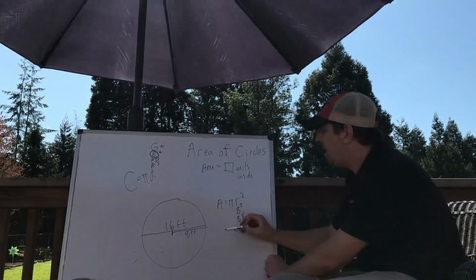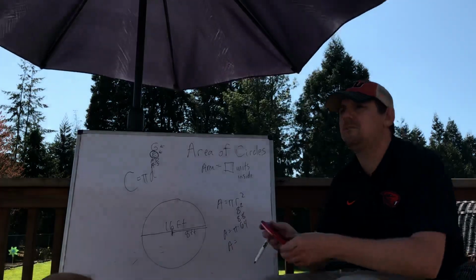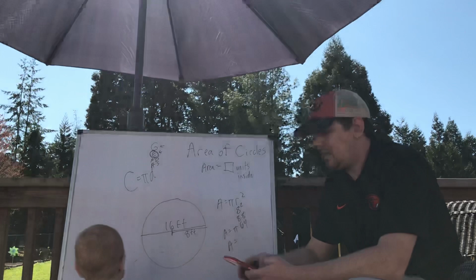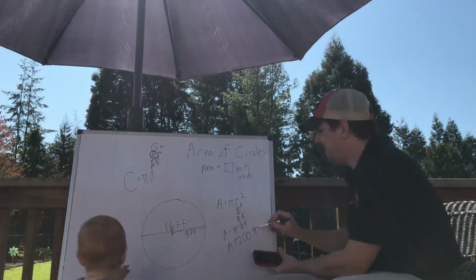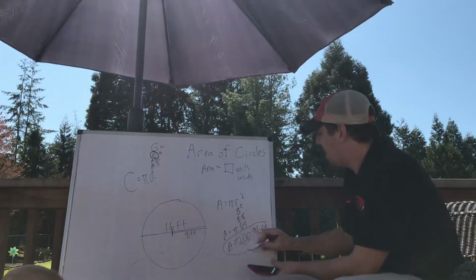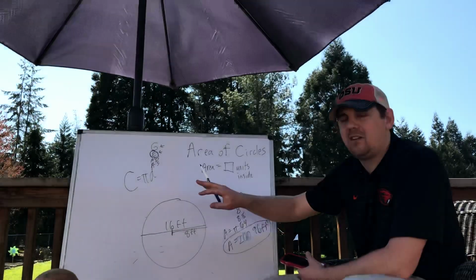And times that by pi. I think we just did one very similar to this. Didn't we do already 64 times pi? Let's just double check. 64 times pi is 200.96 square feet. That's how many square feet is going to cover this rug.